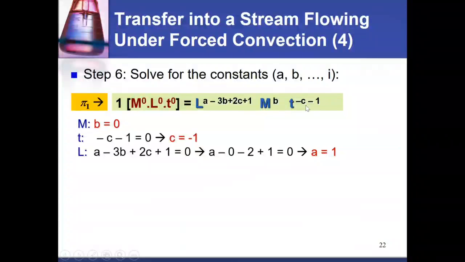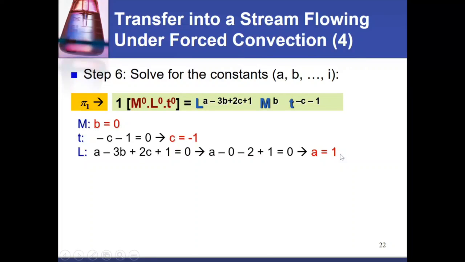And M to the power B, T to the power minus C minus 1. We start with the easy one to solve, because we know that M has a power of 0, so B should be 0. And the next easy one: we know that the power of T should be 0, so minus C minus 1 should be 0, and this means that C should be minus 1. Minus 1 times minus is 1, plus 1, minus 1 will be 0. So C is minus 1 and B is 0. We insert them in this relation, so A minus 3B plus 2C plus 1 should be 0, and solving for A, it will be 1.